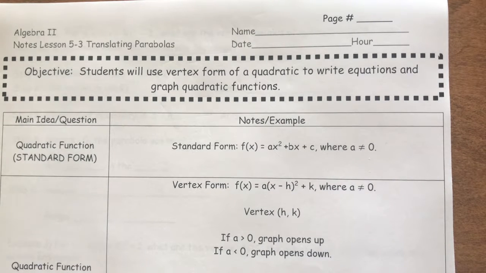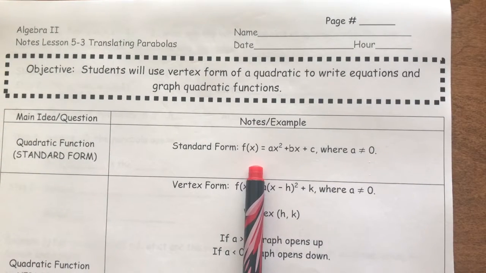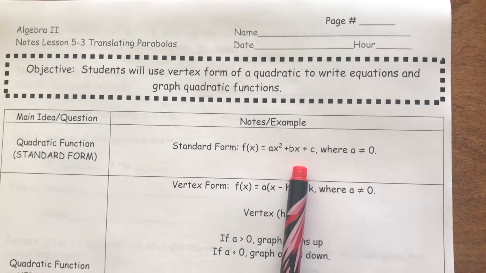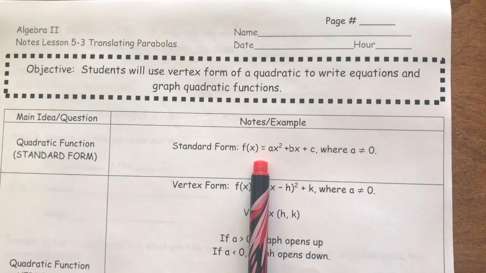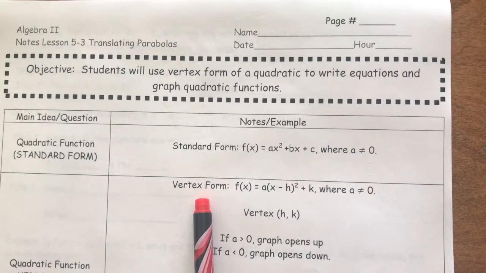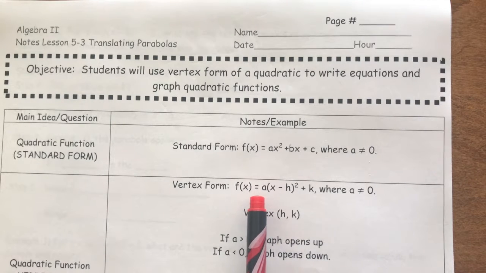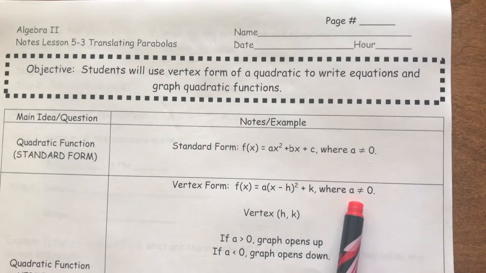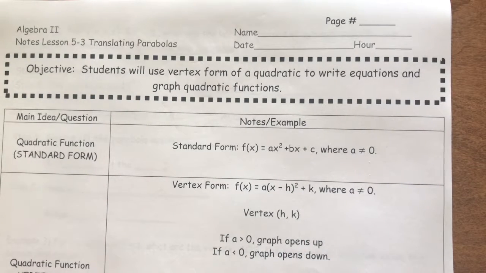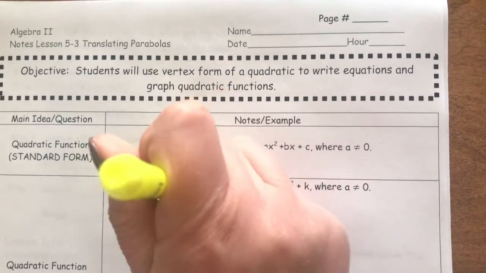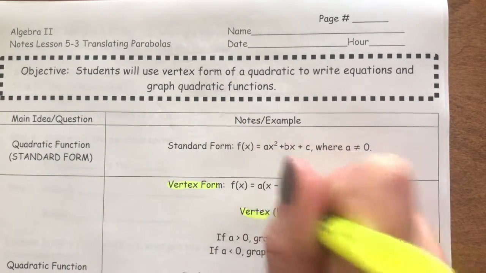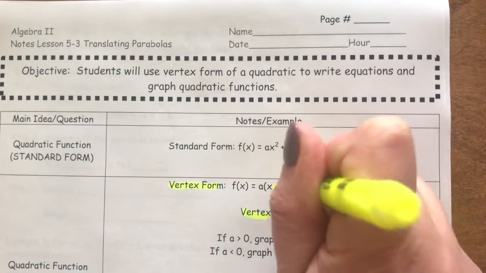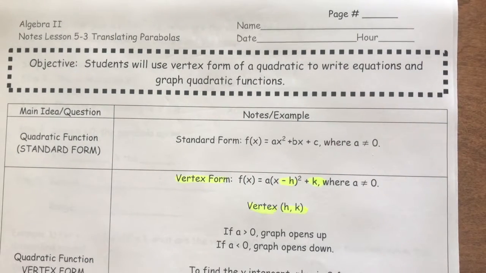So far, we have been working with quadratic functions in standard form. Standard form is of the form f of x equals ax squared plus bx plus c, where a does not equal 0. Today we're going to start to look at vertex form of a quadratic function, which is written as f of x equals a times (x minus h) squared plus k, where once again a does not equal 0. It's called vertex form because we're going to be able to identify our vertex. Our vertex is going to be (h, k), and we're going to be able to find that in the equation.